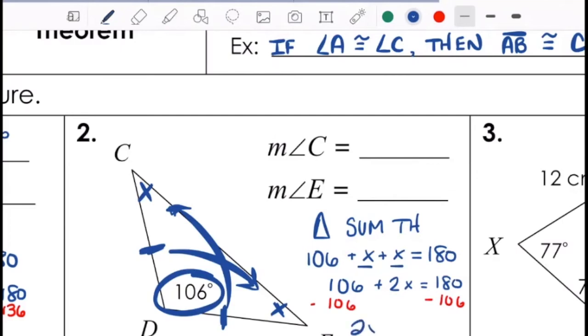So 2X equals 74. Now that we've got it down there, we're just going to divide both sides by 2. So X equals 60, whoops, 60, you silly goose, 37. So that means each of those angles is going to be 37 because their sum together needs to be 74.